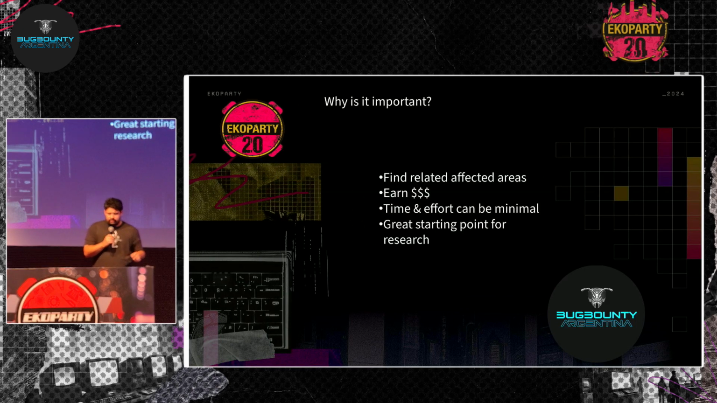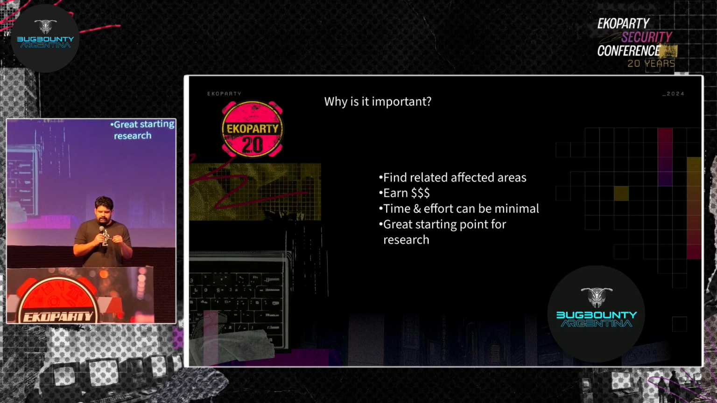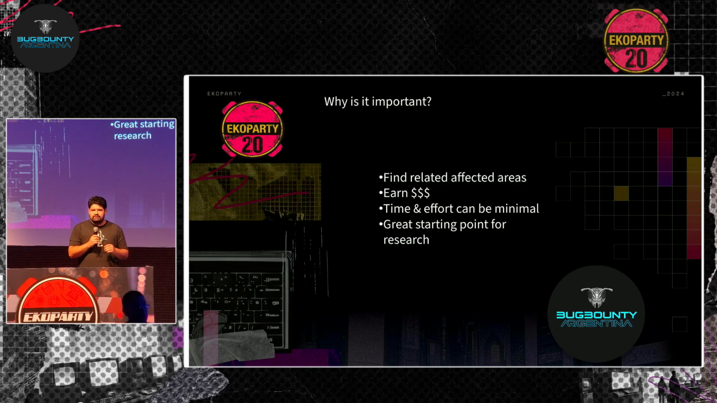Why is variant analysis important? And there's different bullet points for different purposes, right? So you want to find related affected areas. If you're on the product security standpoint, you want to see where else are my products affected. This vulnerability is probably not unique to this specific product. Are we using like a vulnerable authentication method or whatever, right? Like where else can we see this?